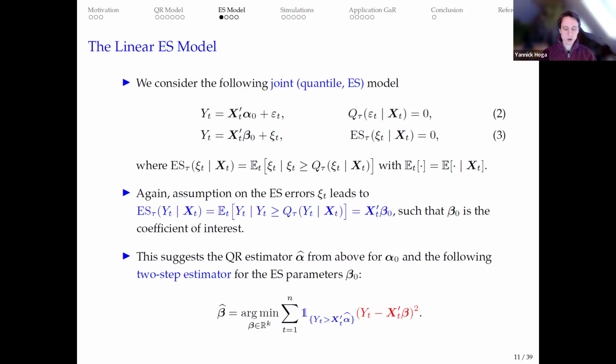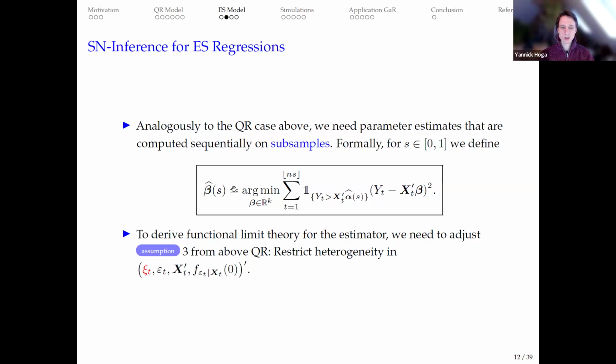Okay, so from now on, things will be very similar to how we did it for the self-normalized inference in quantile regressions. First, we need to construct this estimator based on subsamples of our observations, just like before. We need to introduce this functional estimator, which depends on the argument S. And then derive functional central limit theory also for this estimator. And it turns out that the only assumption from the quantile regression that we need to strengthen a bit is the one that restricts the distributional heterogeneity, by also including some restrictions on how heterogeneous this xi, the error in the expected shortfall regression, can be.